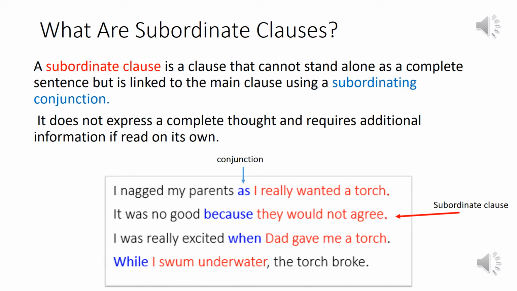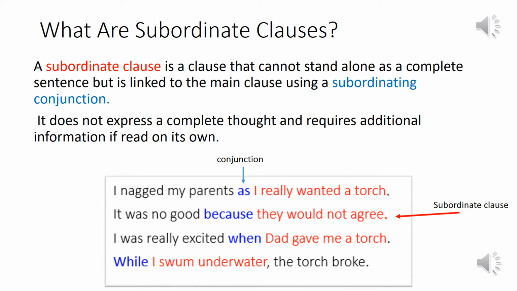Now, you will have come across these conjunctions already, and you have used them quite a bit in lessons in the autumn term, but you may not have realised that they're called subordinating conjunctions. It just means when they're added on, it sort of explains that second part of the sentence that you can see in red. The red part of the sentence doesn't really express a complete thought and requires additional information if it's read on its own. So it needs the main clause that is written in the black.